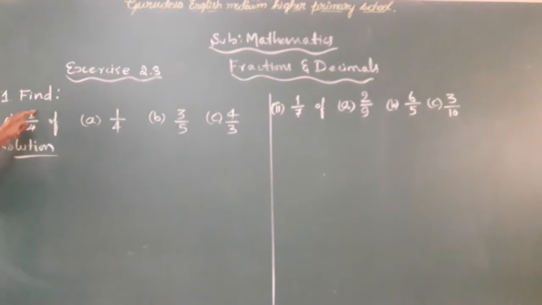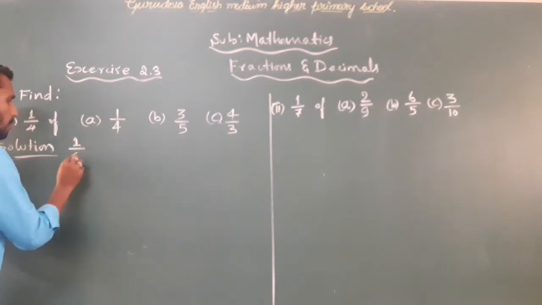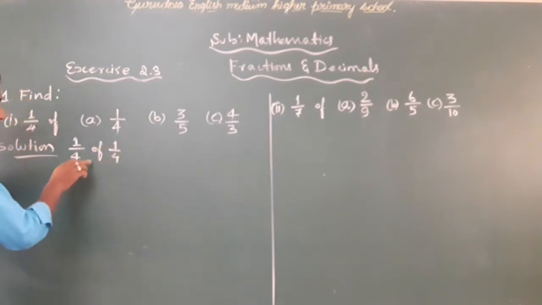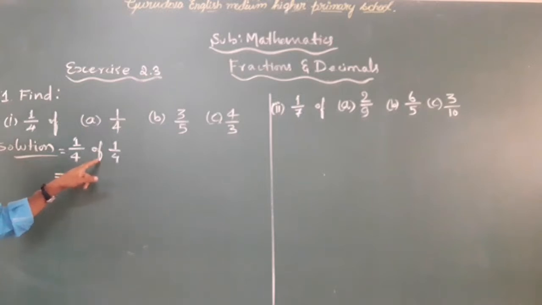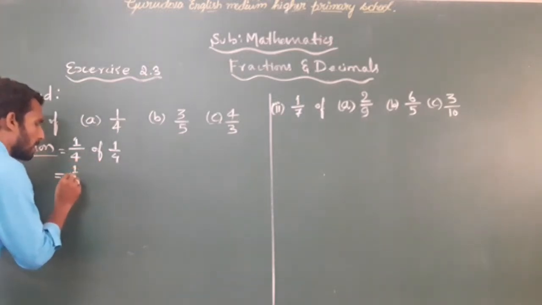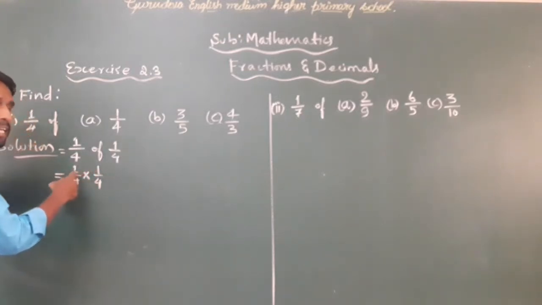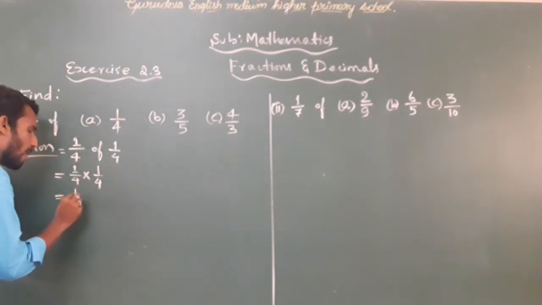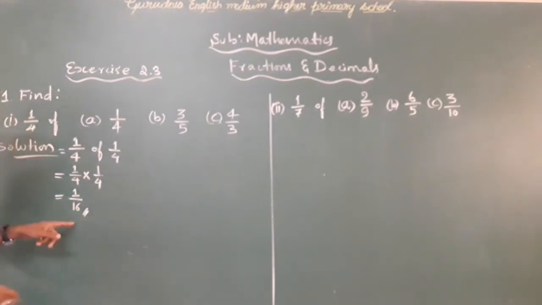Let us see the solution. 1 by 4 of 1 by 4. I am taking the first part here, 1 by 4 of 1 by 4. Dear student, as you discussed in previous classes, "of" represents multiplication. So 1 by 4 into 1 by 4. When we multiply numerator to numerator and denominator to denominator, we get 1 into 1, and 4 into 4 is 16. Okay, this is the answer.